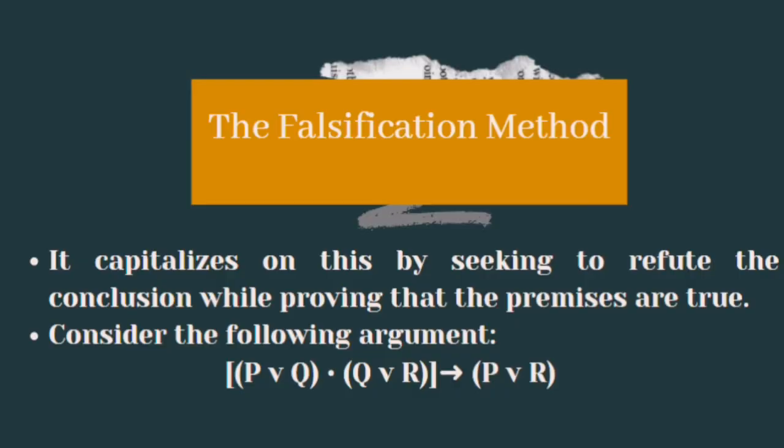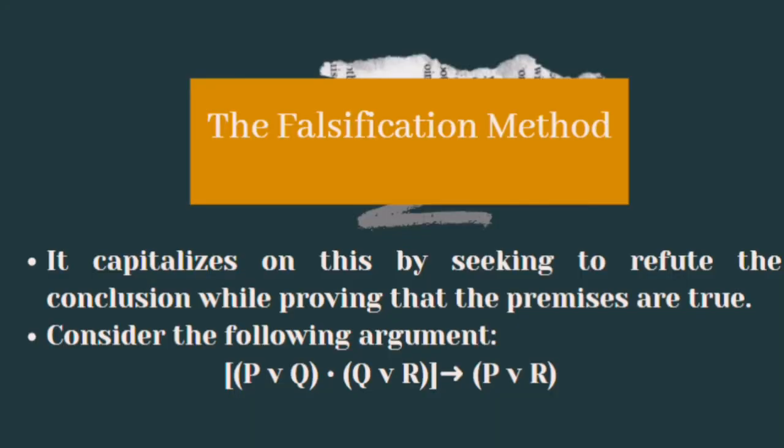The falsification method. We want to introduce you to a shortcut method of using a truth table to determine whether an argument is valid or invalid. This method is clearly needed when dealing with argument forms with three or more statements. It is called the falsification method. You know that if a row can be found in which the premise set is true and the conclusion is false, the argument form is invalid. It capitalizes on this by seeking to refute the conclusion while proving that the premises are true.